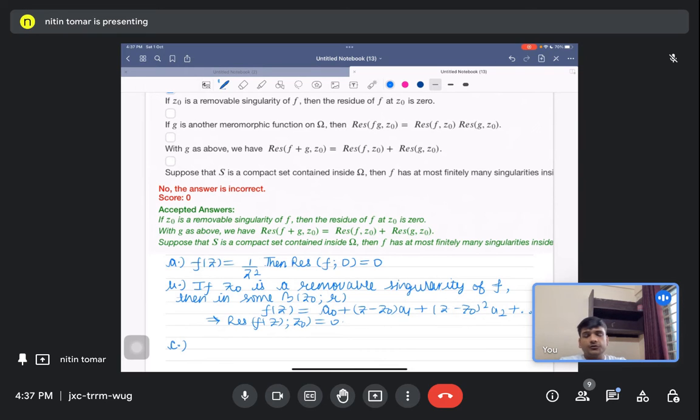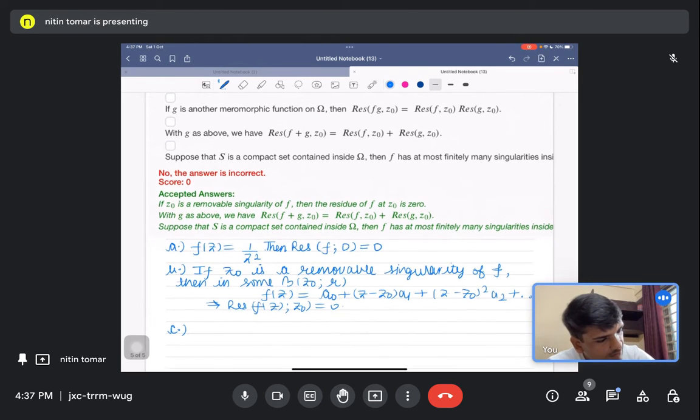Third option, what do you think? Residue of fg, should it be residue of f times residue of g? No, sir. Example: 1 by z into 1 by z. It is 1 by z square. Yes, exactly. Okay, this works, right? Yes. Thank you.